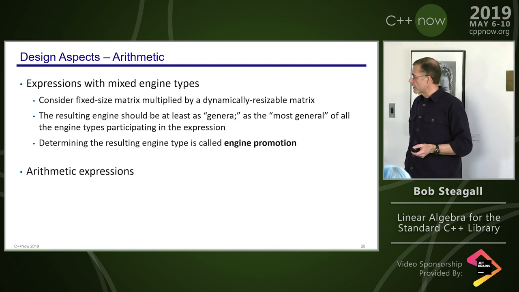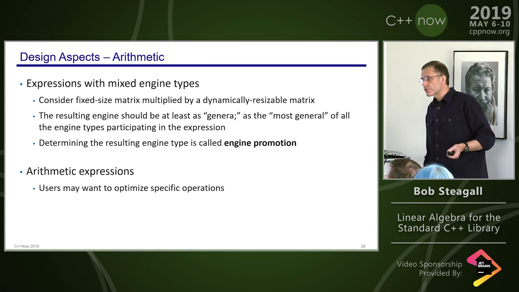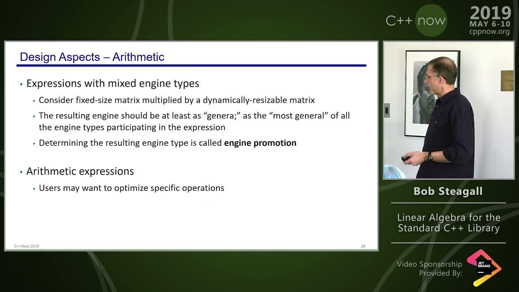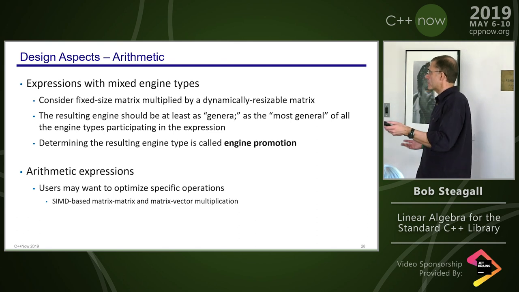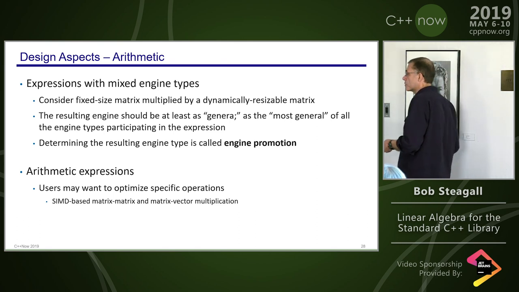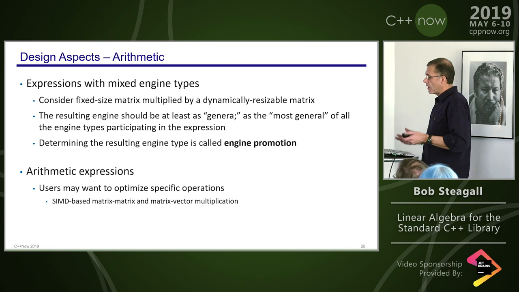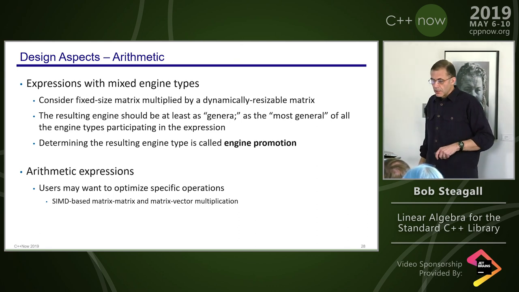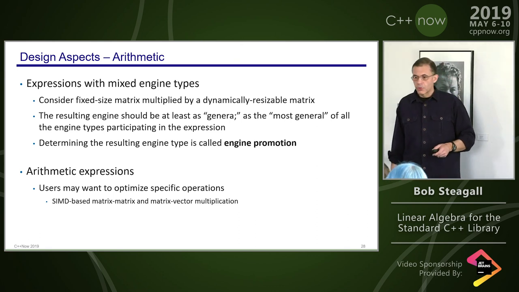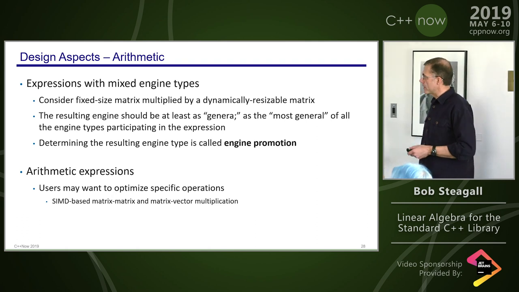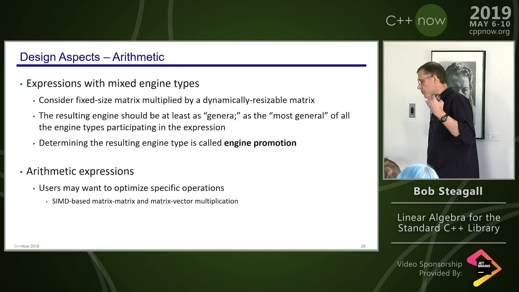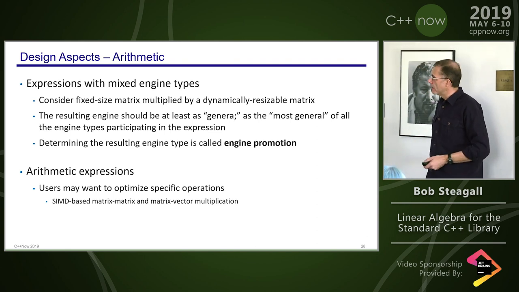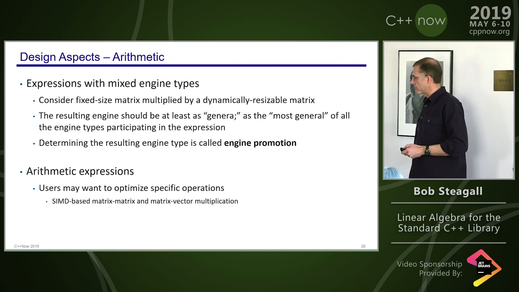Let's think about arithmetic expressions. Users are going to want to optimize specific operations. They may want to do a SIMD-based matrix-matrix and matrix-vector multiplication. The example I always think of in this case is affine transforms for game programming, where you've got maybe some optimized 4x4 representation to represent rotation, translation, scaling, shearing, and you want some fast multiplication for that, right?